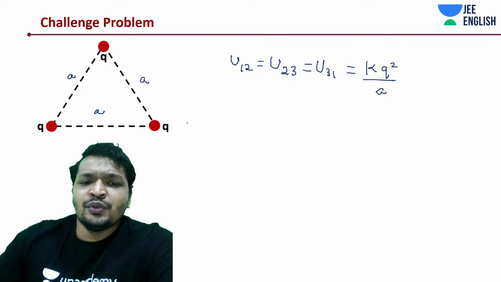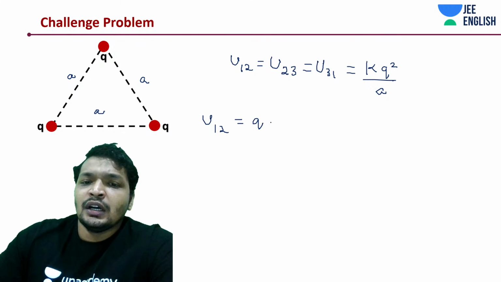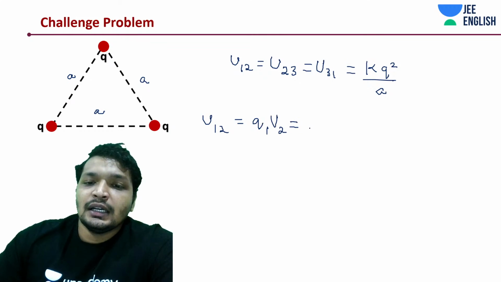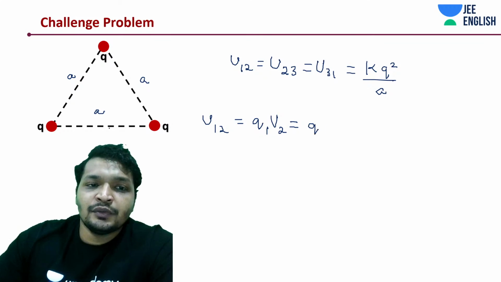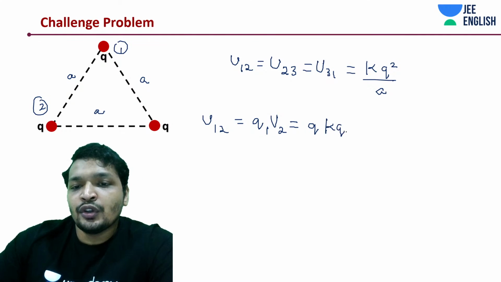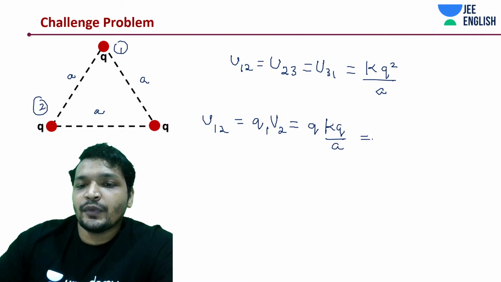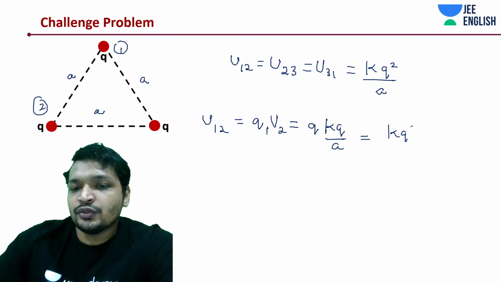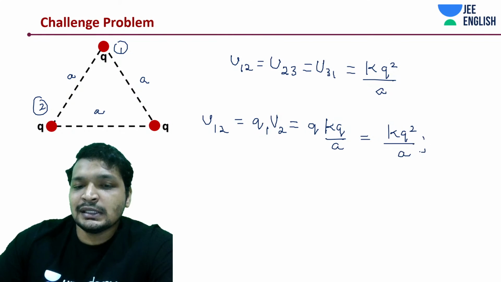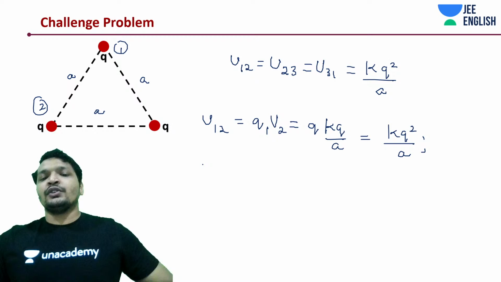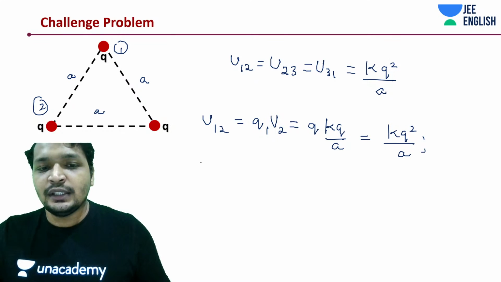How did we get this? You can say U12 is nothing but Q1 into V2, something like that. In this case, Q1 is Q. What is V2? If this is 1, this is 2, then V2 is going to be K into Q2 by R, or in this case Q by A, which is going to be K into Q square by A. Simple. And similarly you can do this for U13 as well.